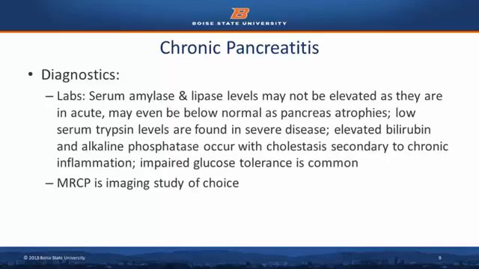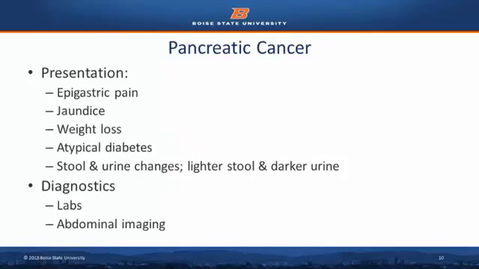The elevated pancreatic enzymes typical with acute pancreatitis are not commonly present with chronic pancreatitis. The elevated bilirubin and alkaline phosphatase are related to bile duct stricture. And again, the MRCP is the imaging study of choice.